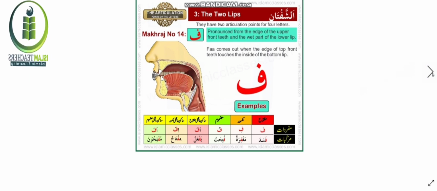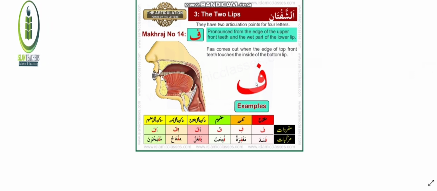And next one is the Fa. Fa comes out when the edge of the top front teeth touches the inside of the bottom lip. Bottom lip. Fa, Fa, Fa.